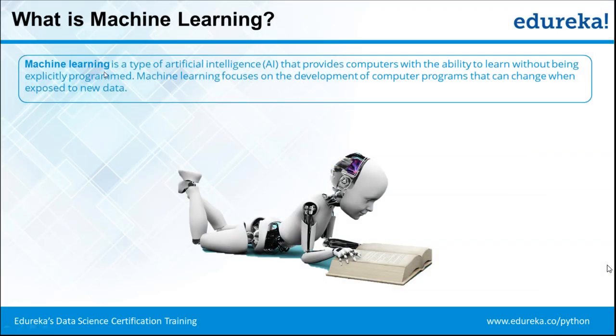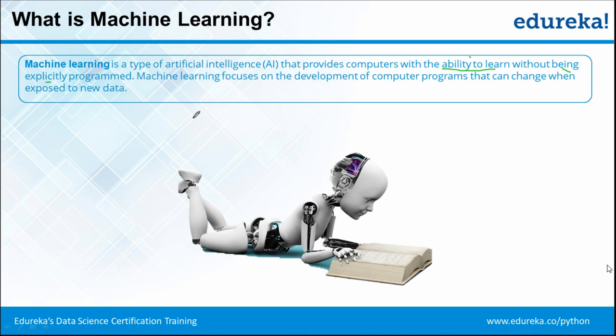If we talk about the definition of machine learning, it is a type of artificial intelligence that provides computers with the ability to learn without being explicitly programmed. So here we are bringing in one term: it is giving the ability to learn to the computer itself. So the computer will learn automatically on its own. We don't need to program it explicitly, right?